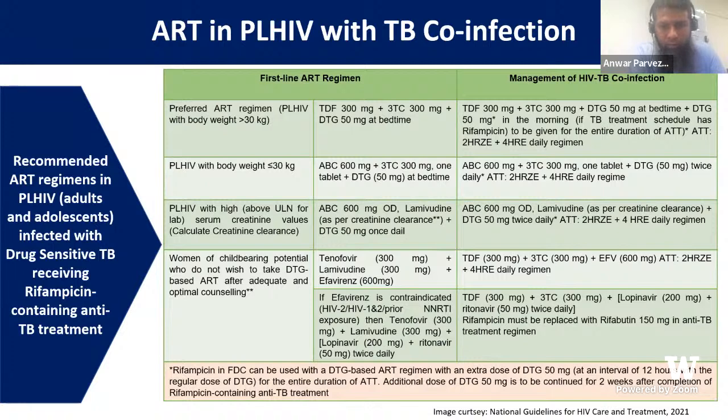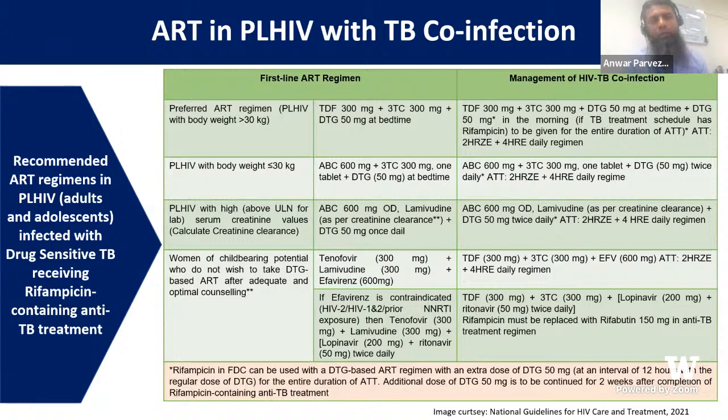And that is why you will see in the first row that if weight is more than 30 kg, you can safely give TLD. But if the patient is on dolutegravir-based ART along with rifampicin-based anti-TB treatment, you have to give an additional dose of DTG at bedtime. So you'll give TLD, for example, in the morning, which has dolutegravir 50 mg, but you will give an additional dose of 50 mg of dolutegravir in the evening. Or the other way, if you're giving DTG at bedtime, you give an additional dose of dolutegravir in the morning.